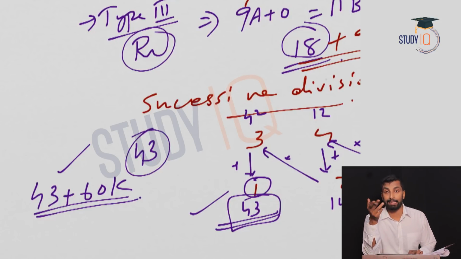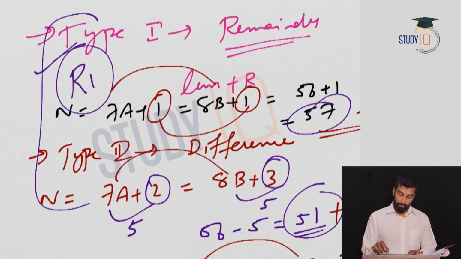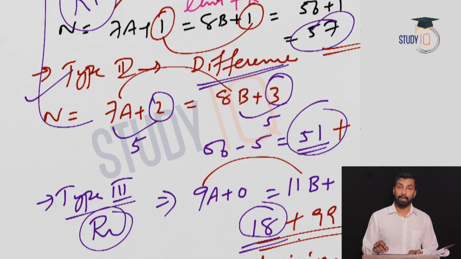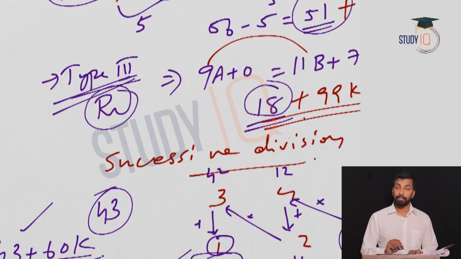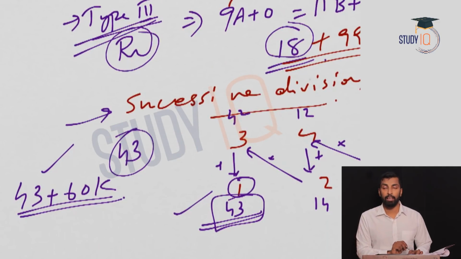Forget about SSC or IBPS. I am discussing at a much higher level. So first type, remainder is same. Type 2, difference between divisor and remainder is the same. Type 3, nothing is same, that's your round 2. Fourth type is successive division. I hope this much is clear for all of you.